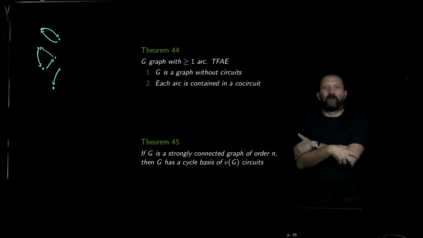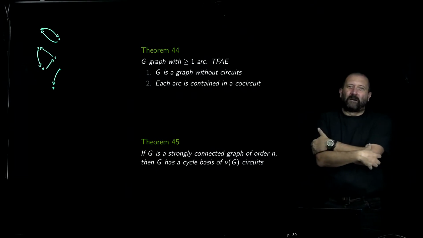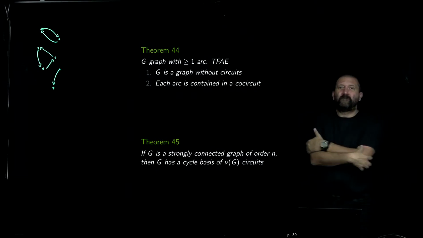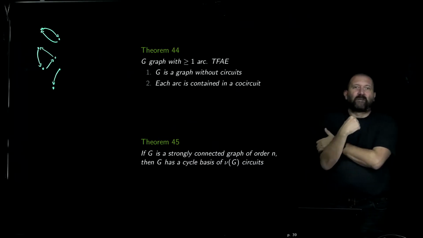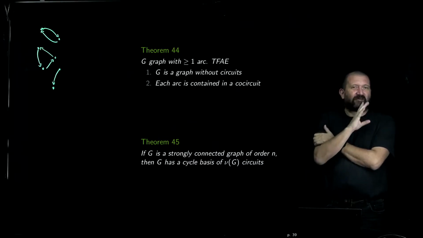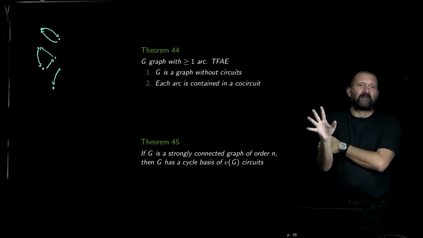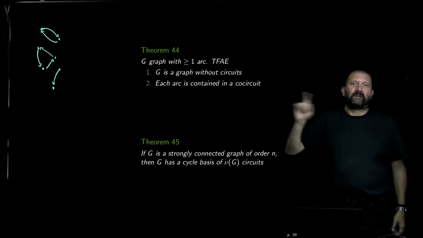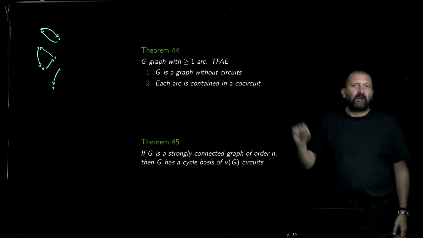Let me give you a few results, which I'm not going to prove. Suppose I have more than one arc, and G is just a graph. I'm not assuming connectedness here. Then the following are equivalent: G is a graph without circuits, or each arc is contained in a co-circuit.